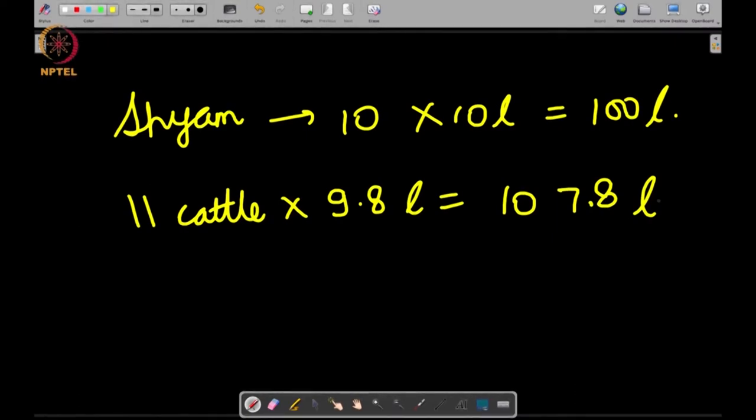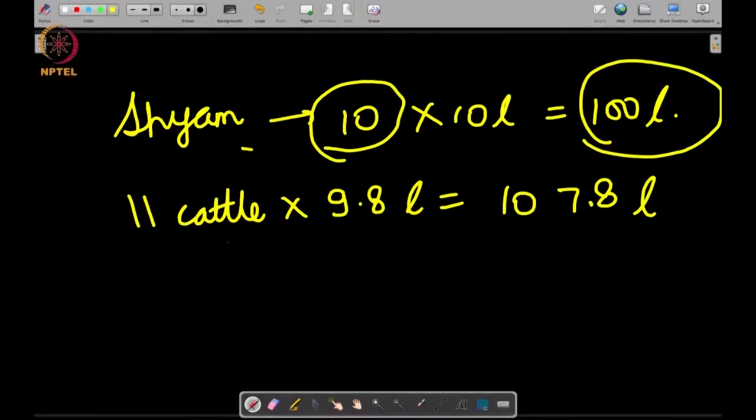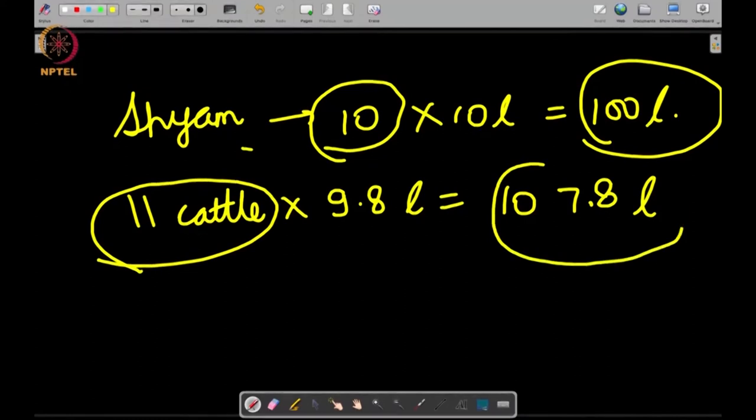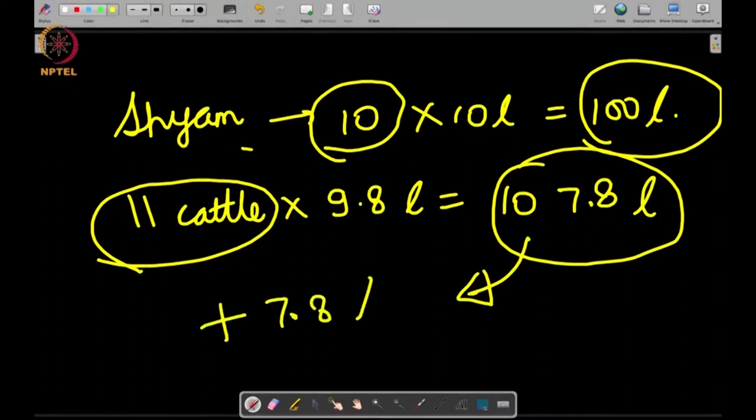Now the thing here is, if Shyam only kept 10 cattle, he was getting 100 liters of milk. But when Shyam gets the 11th cattle, he is now getting 107.8 liters of milk, which means that his production has increased by 7.8 liters. And the cost of having this cattle is being borne by all the other people, because they will be getting a slightly less amount of milk.